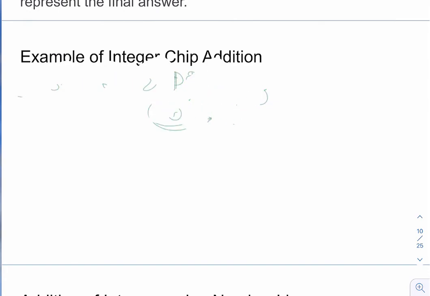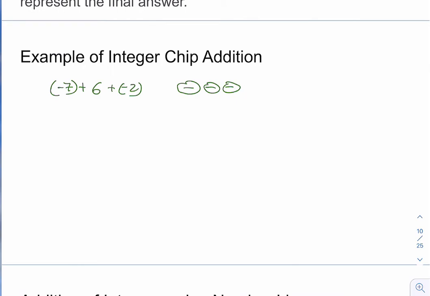Let's try one more of those, and then we're going to allow you to go do some practice on your own. So let's say it's negative 7 plus 6 plus negative 2. Negative 7 chips to start. 2, 3, 4, 5, 6, 7. I will now add my 6 on the bottom. 3, 4, 5, 6. Oh wow, what did I do here? 1, 2, 3, 4, 5, 6. Oh wow, too many. So you also have to be careful there.